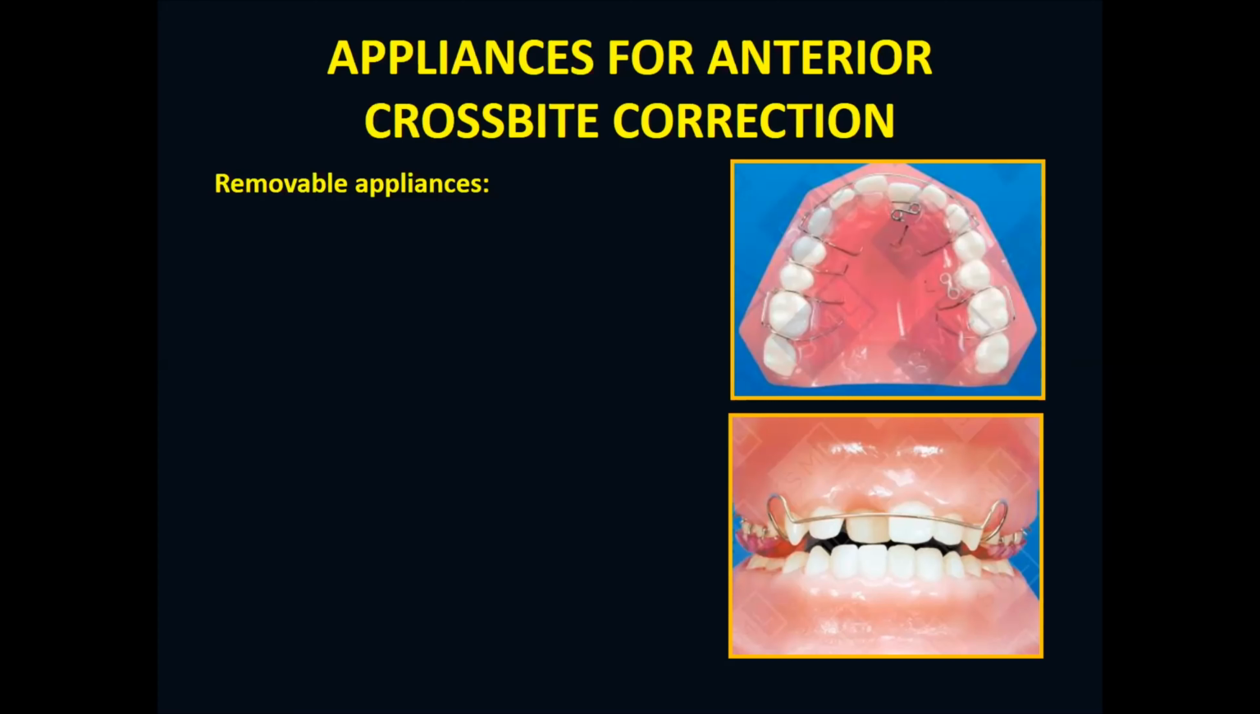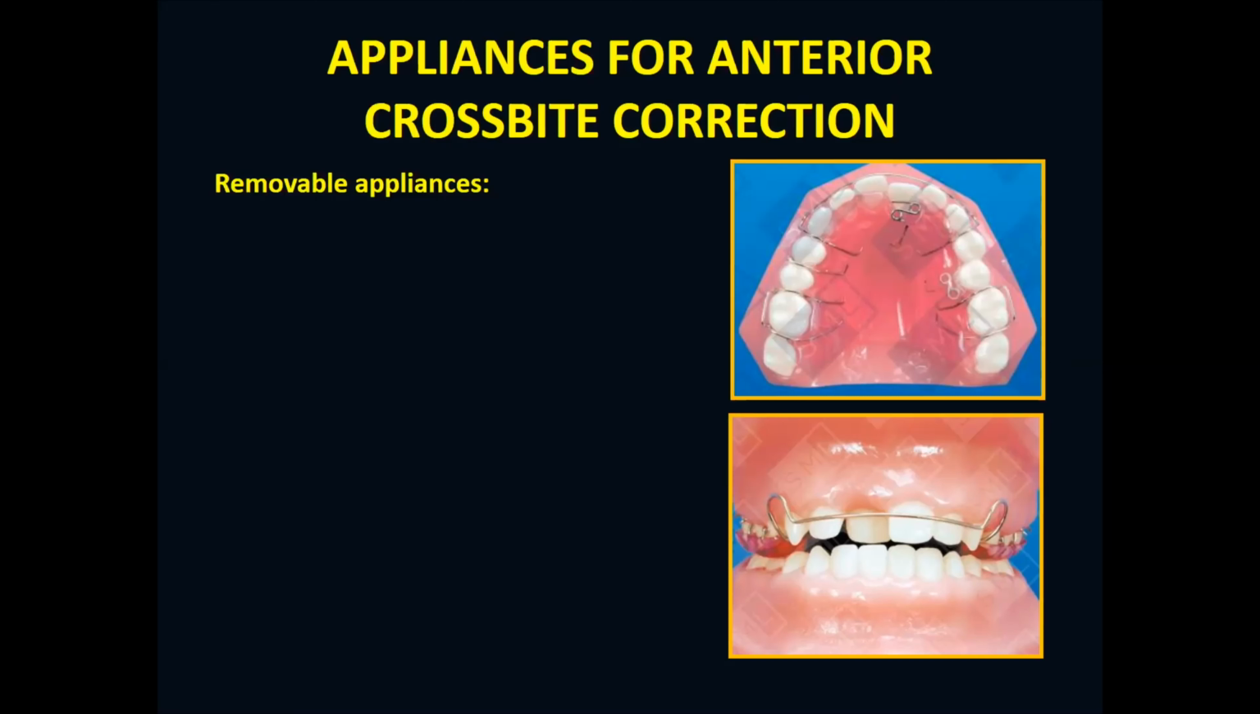This could be a removable appliance, fixed appliances, orthopedic appliances, or maybe sometimes selective grinding of the baby canines for the relief of the dental interference. So there are many approaches for the correction of the anterior crossbite depending on the diagnosis. As we have discussed so far, what are the different variables that we will be considering for making the decision of the choice of the appliance? We can use the removable appliance for the patient.